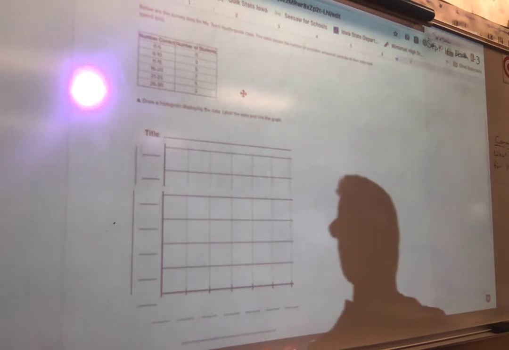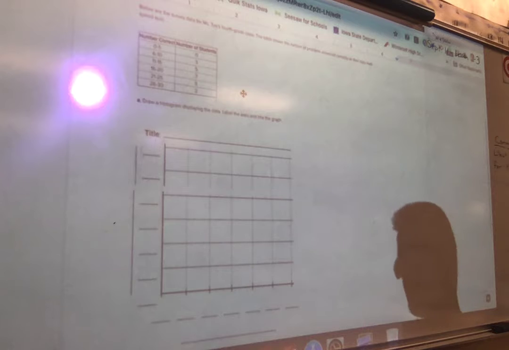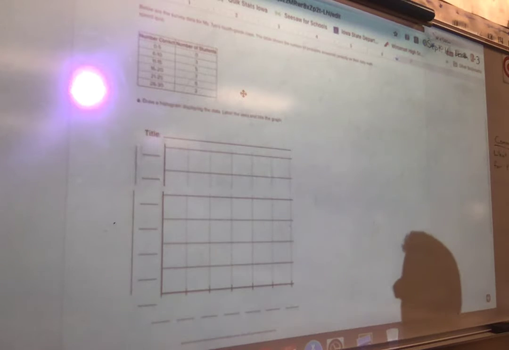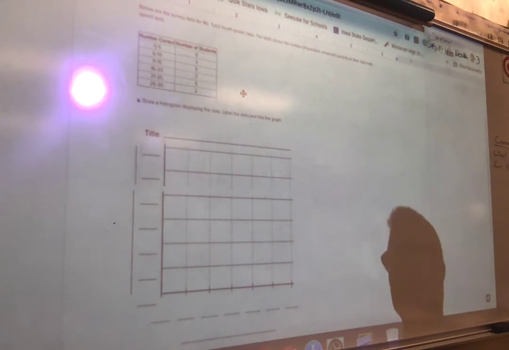Okay, we're going to go ahead and go through Exit Slip 1.8, which explores a little bit about histograms and making them, and also looking at the shapes of some of these histograms that we've been looking at. So here's a survey for Mrs. Ty's 4th grade class, and it shows the number of problems answered correctly on their daily math speed quiz.